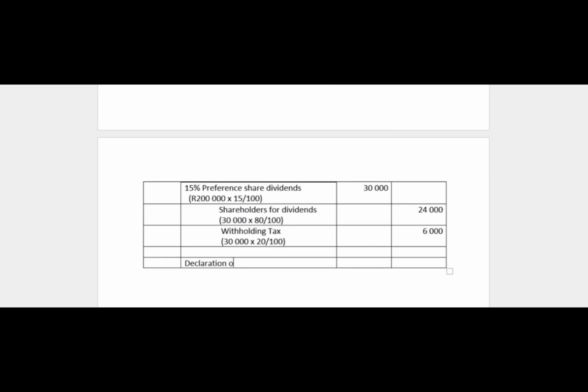Declaration of dividends for 15% preference. Just being more specific, preference shareholders. So you can say declaration of dividends for 15% preference shareholders.